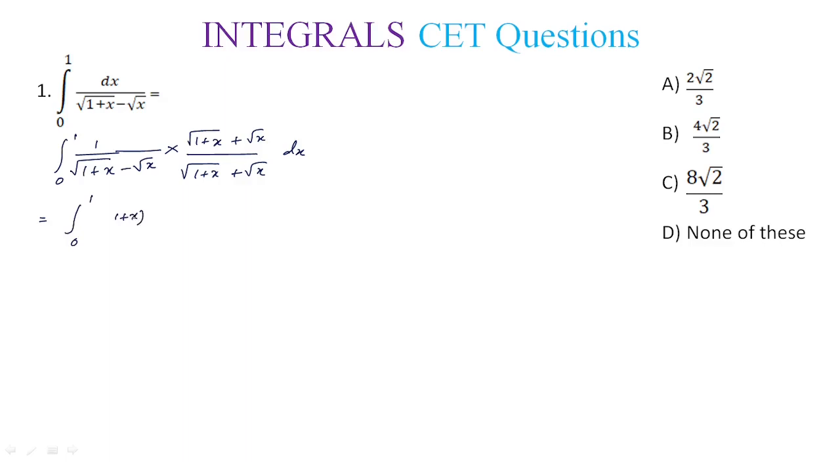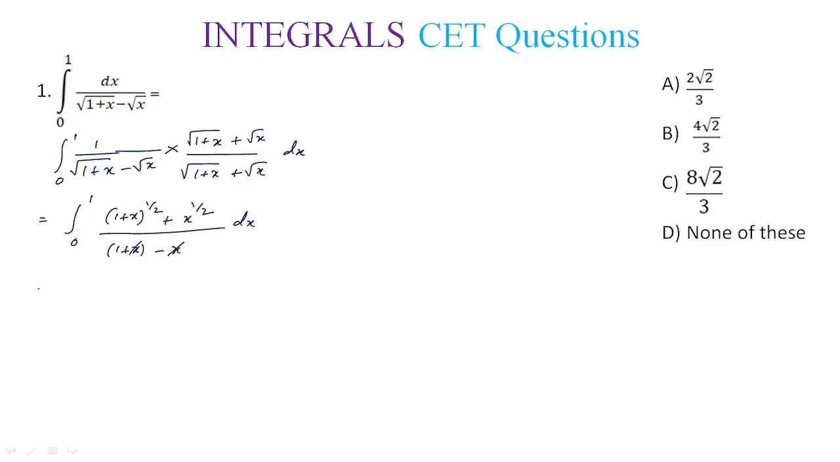so that can be written as 1 plus x raised to 1 by 2 plus root x, so that is x raised to 1 by 2. What about the denominator? Denominator is in the form of a minus b into a plus b. We can write it as a square minus b square. Square root gets cancelled out, so that is 1 plus x minus x. Minus x plus x gets cancelled out, and dx here.